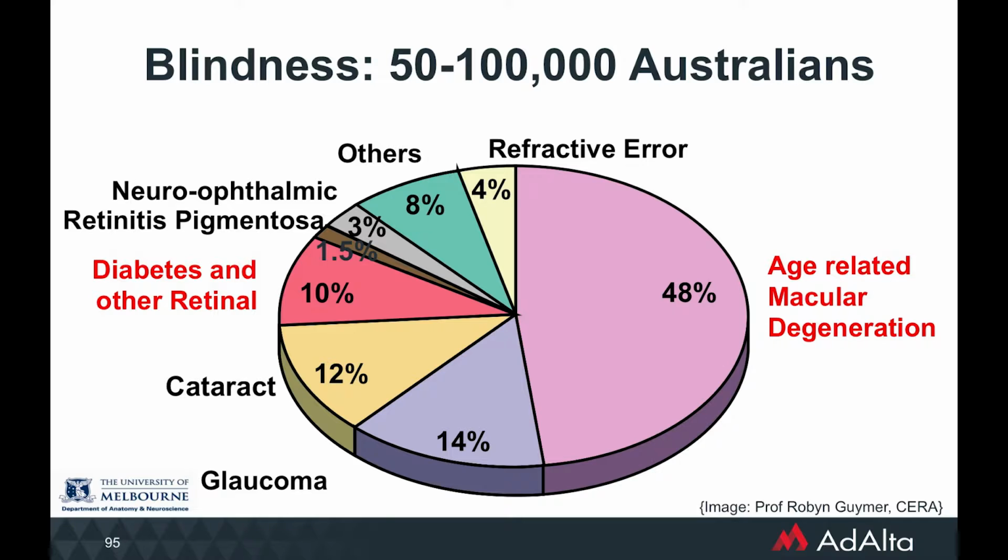There's also a very significant number who have diabetes and other retinal vascular diseases. That's probably another 10% of all cases of visual impairment. And then you've got a whole range of other types of diseases causing end-stage vision loss, including things like glaucoma.